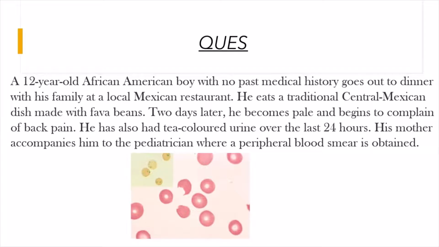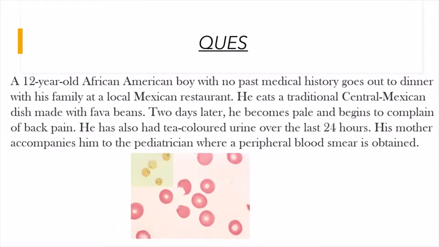A 12-year-old African American boy with no past medical history goes out to dinner with his family at a local Mexican restaurant. He eats a traditional central Mexican dish made with fava beans. Two days later, he becomes pale and begins to complain of back pain. He also had tea-colored urine over the last 24 hours. His mother accompanies him to the pediatrician, where a peripheral blood smear is obtained. And there is the figure of that peripheral blood smear.